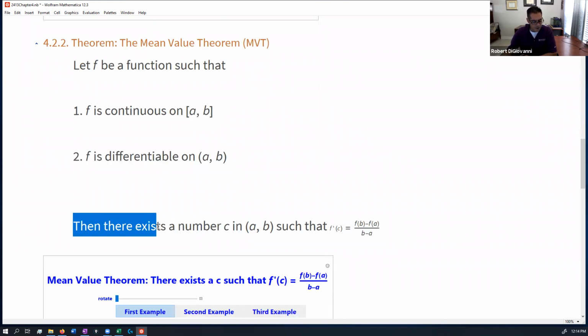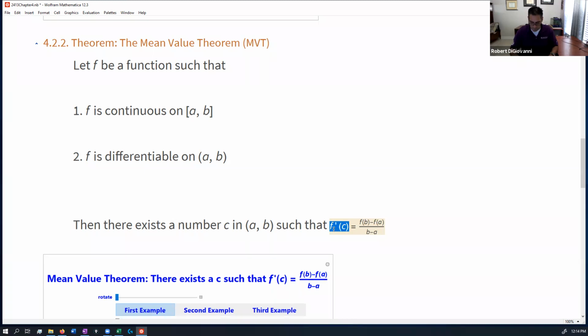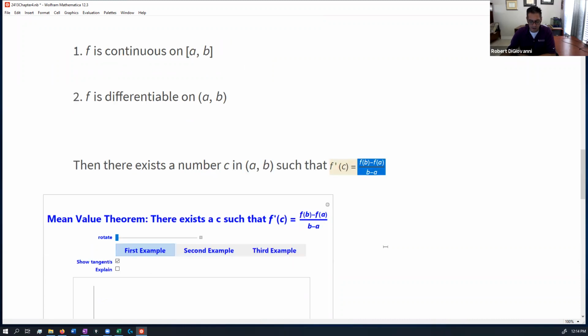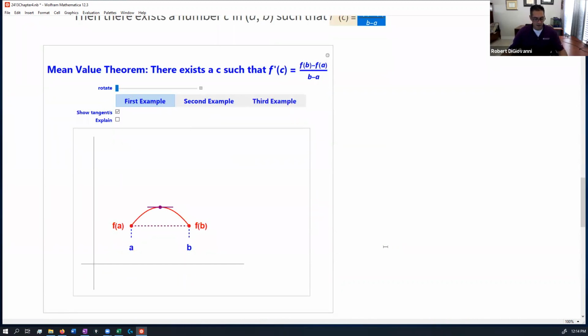It says then there must exist some number c in the interval such that, I don't know why that's so small, f prime of c, the derivative at c, come on, let me make that a little bigger. The derivative at that point is equal to this. Okay, what the heck is that? All right, well, let me show you with an example.